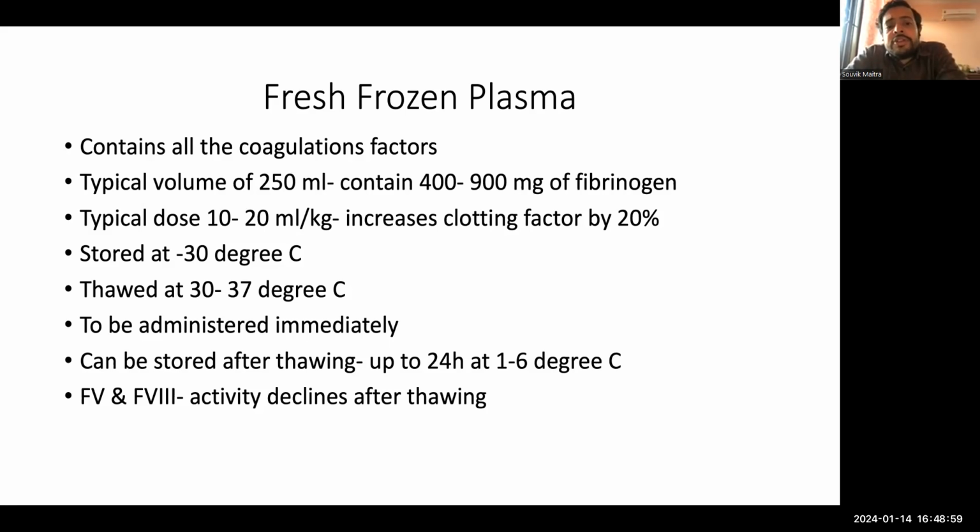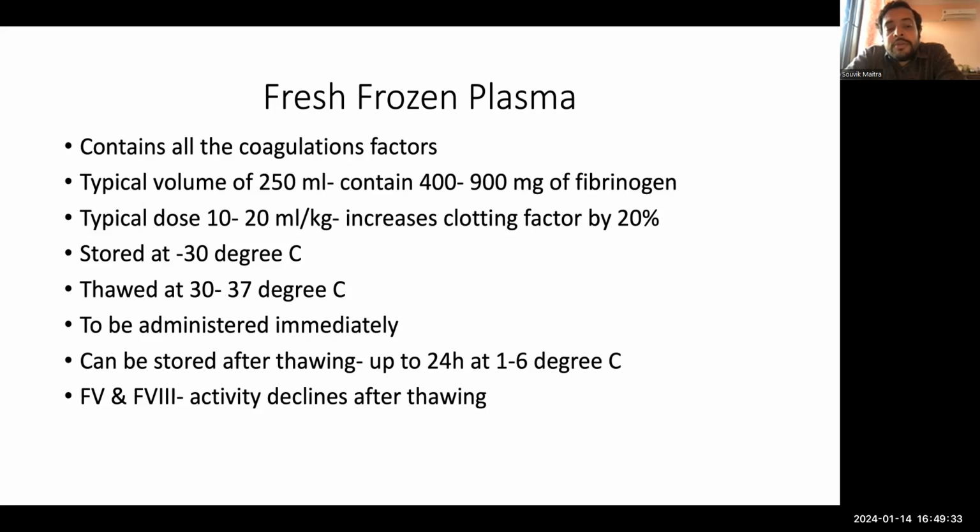Fresh frozen plasma is stored at minus 30 degrees centigrade and it has to be thawed before infusion at 30 to 37 degrees centigrade. It takes time, and it should be administered immediately after thawing. However, it can be stored at 1 to 6 degrees centigrade for 24 hours. Remember that factor 5, factor 7, and factor 8 activity declines after thawing with time. So ideally it should be administered as soon as possible, but it can be delayed up to 24 hours when required.